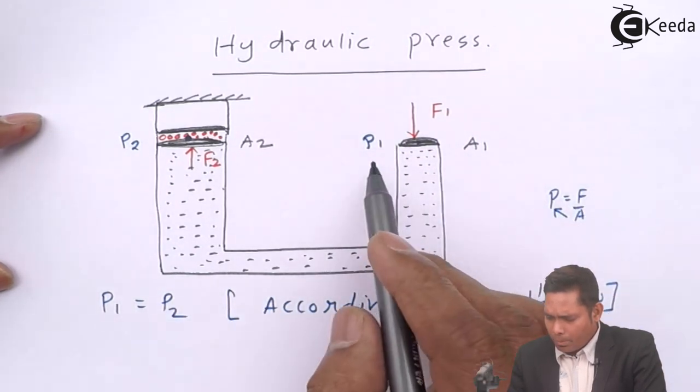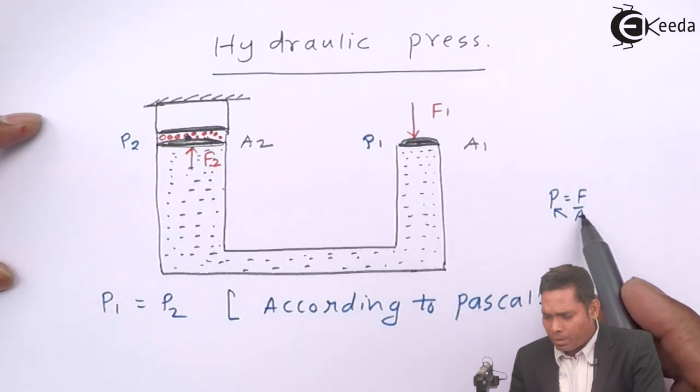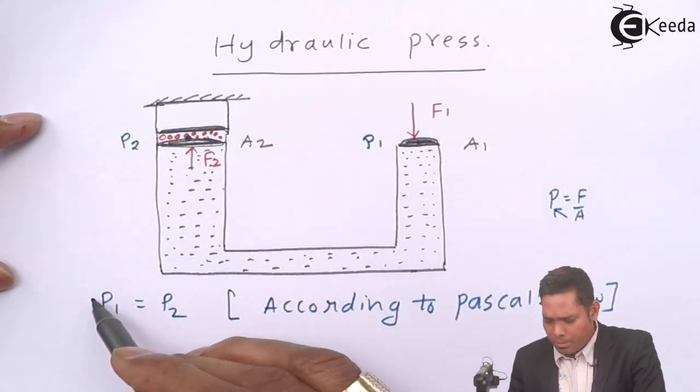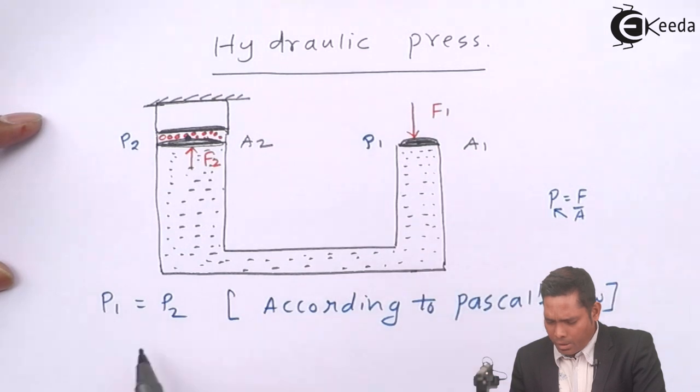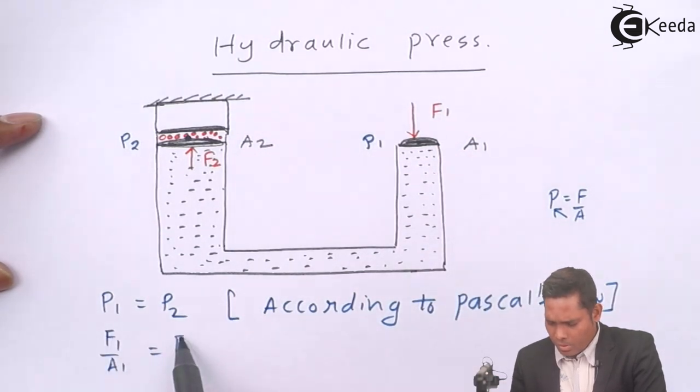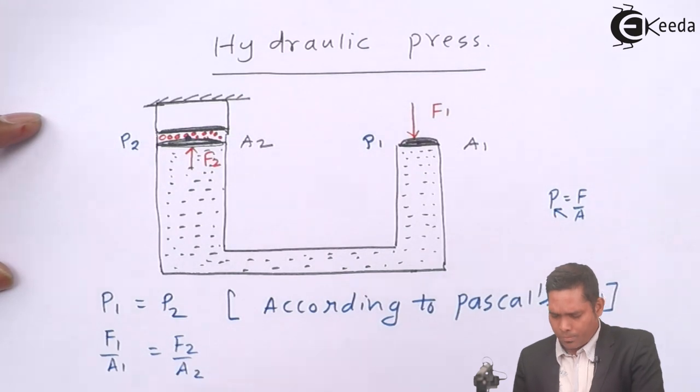So the pressure is the same. Pressure is F upon A. So I want to write this pressure as F upon A in terms of that. Then that is F1 upon A1. Here also, F2 upon A2.